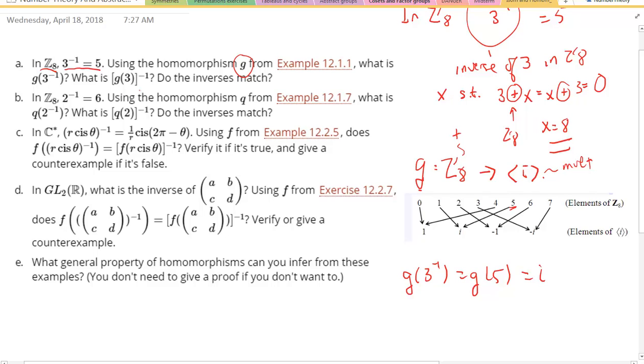Okay, now, what is G of 3 inverse? Notice this is not asking for G inverse of 3. G inverse goes from the cyclic group generated by i back to Z8, but that's not what it's asking for. It's asking for the inverse element, G of 3 inverse is equal to the inverse of G of 3 in the cyclic group generated by i. G of 3 is an element of the cyclic group generated by i. So I want the inverse of G of 3 in this cyclic group.